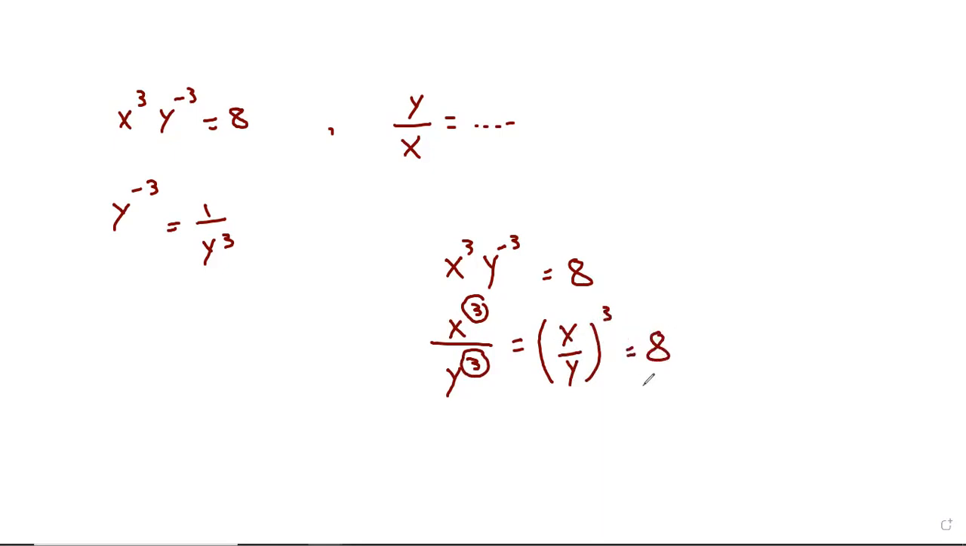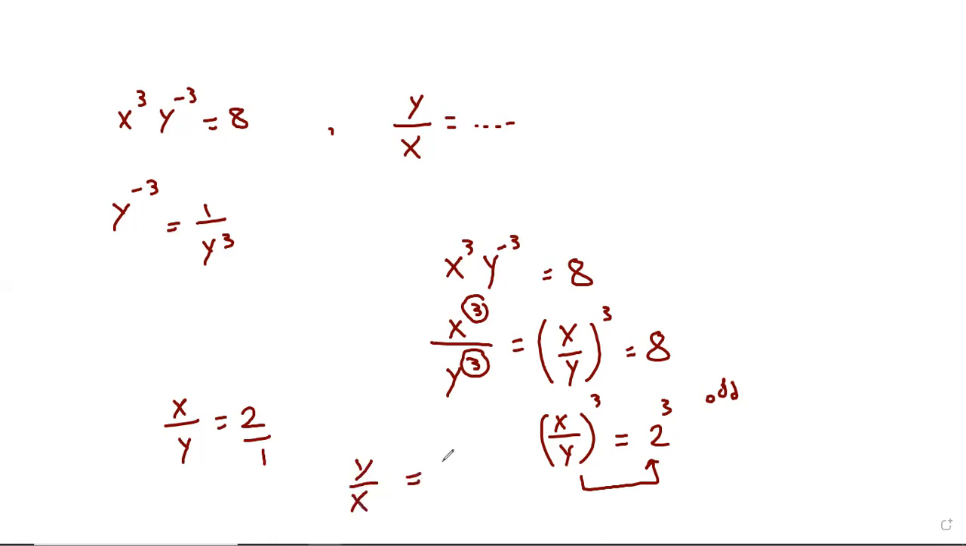So we can write it as 2 to the power of 3. So x over y to the power of 3 equals 2 to the power of 3. Because the power is equal to the power, the base is equal to the base. And the power is odd, because if the power was even, the base is equal to positive or negative the base. But here we have 3 and 3. So in this case, x over y equals 2. And I want to get y over x, so find the reciprocal of 2 over 1. So y over x is going to be half.